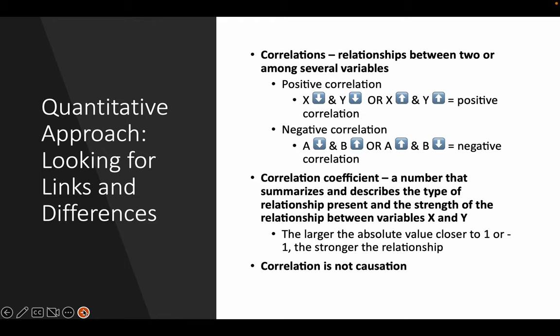Now, because we can have a positive or a negative correlation, our correlation coefficient can be anywhere between negative 1 and 1. The larger the absolute value, closer to 1 or negative 1, the stronger the relationship. The closer we get to 0, the weaker the relationship. And then always remember that correlation is not causation. Just because we come up with a positive or negative correlation between two variables does not mean we can actually figure out which caused which.